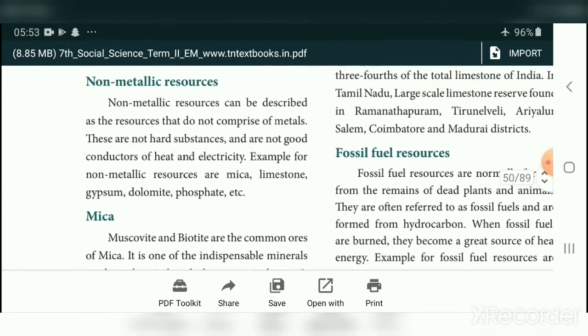Non-metallic resources can be described as resources that do not comprise metal. Resources that do not consist of metal are called non-metallic resources. These are not hard substances, and they are not good conductors of heat and electricity. For example, mica, limestone, gypsum, dolomite, phosphate, etc. Let me see them one by one.